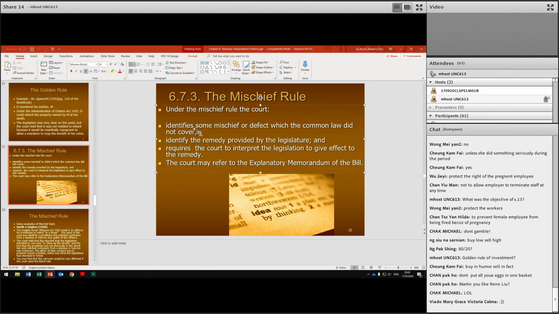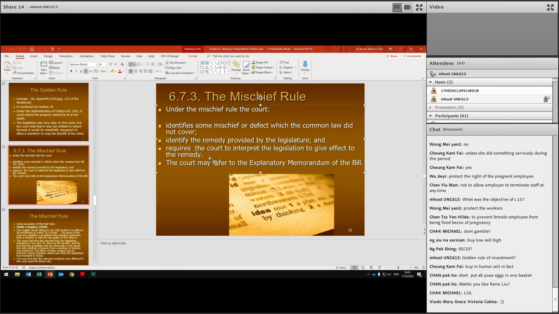Okay? You know the background of the legislation. You know what defect the common law did not cover, and then we have the legislation, so you can understand the legislation more easily. So you use the mischief rule to identify some mischief or defect which the common law did not cover. Also, the court has to identify the remedy provided by the legislature. So you have to look at the provision of the legislature and require the court to interpret the legislation to give effect to the remedy.